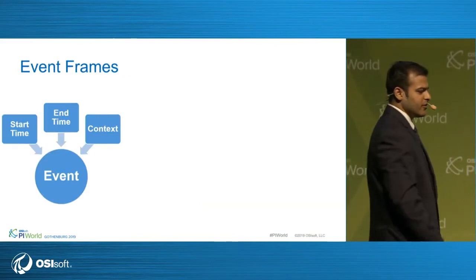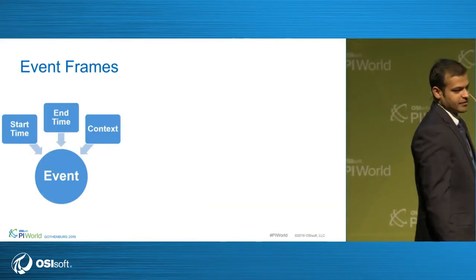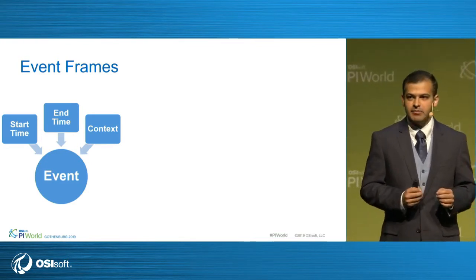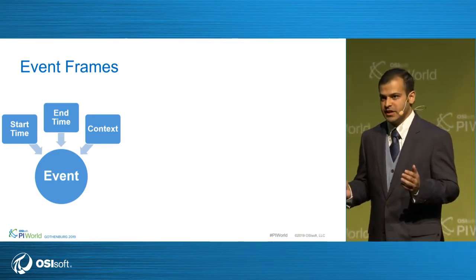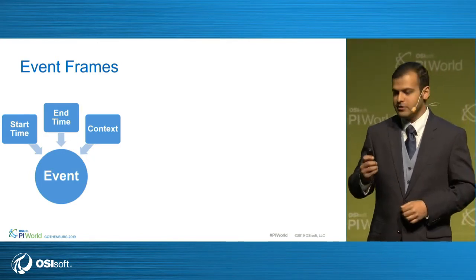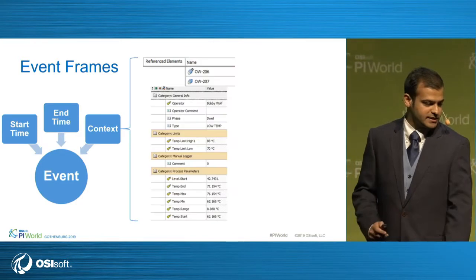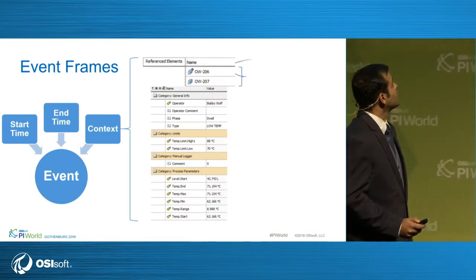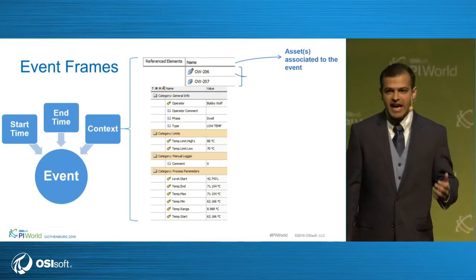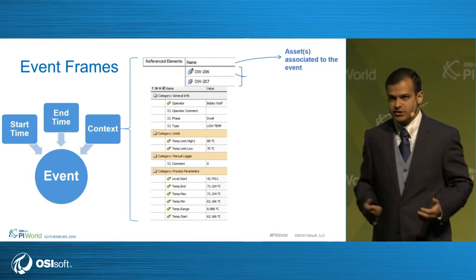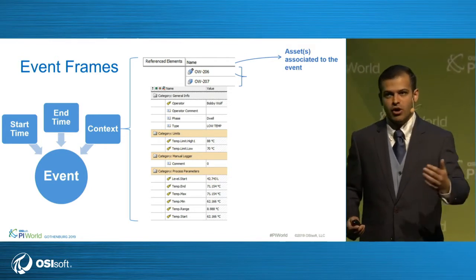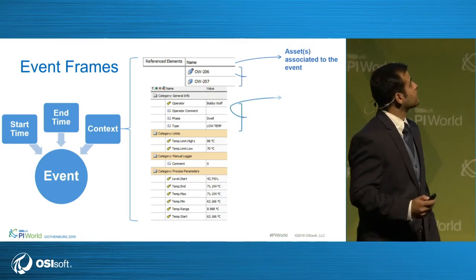So what does an event frame include? The characteristics are it always has a start time, end time, and a context. Start time, end time, since it's a data bookmark in time, makes sense. Let's look a little bit more at context. While looking at the context, you have information about the asset with which this event is associated, for example, your pumps, your wind turbines, your boilers, whatever it may be.